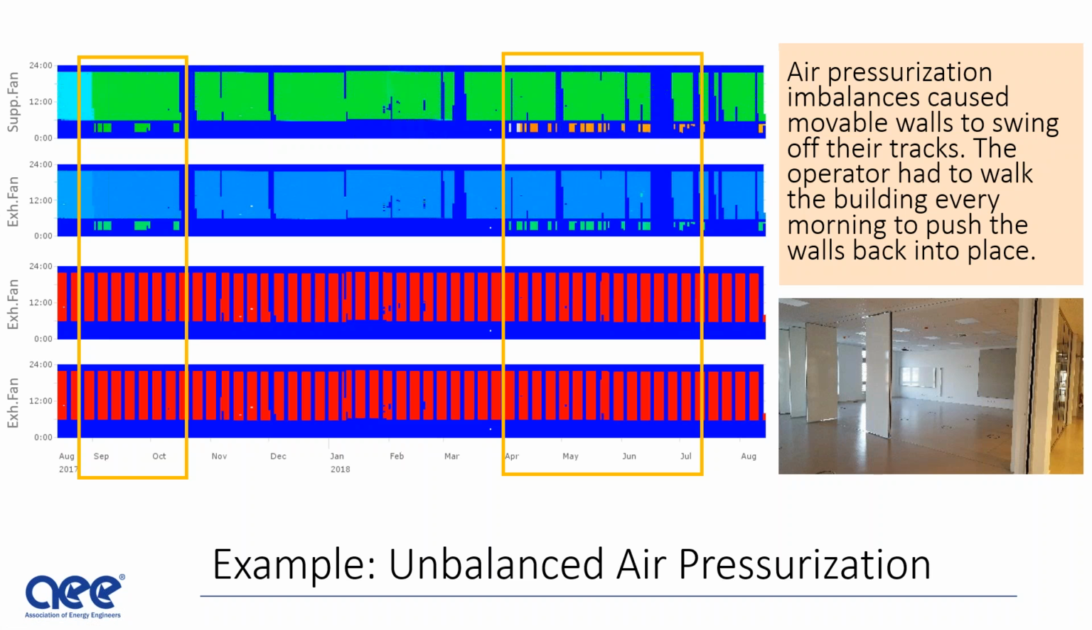And so it happens at the same time the building, or especially these spaces, were having issues with air pressurization. The air pressure is off in the building. This is a view of one of the spaces. There are several spaces that have these movable partitions, and when they were closed, which was also often the case, the facility operator had to walk around every morning and push the walls back onto their tracks, because during the night the air pressurization had pulled them off their tracks.